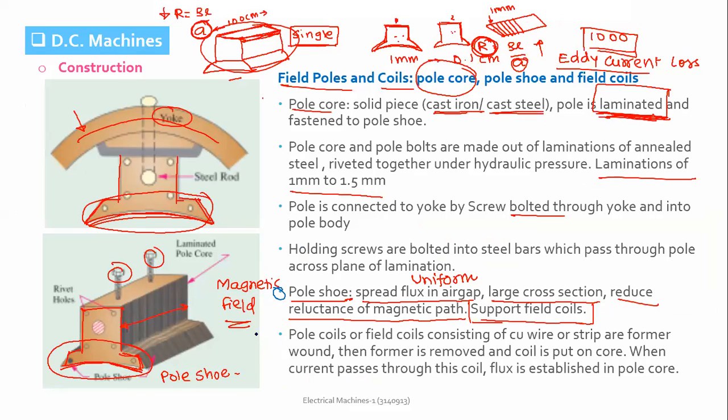Okay. Then come the field coils or pole coils. So here you can see these are thin laminations. They are stamped together with proper insulation in between them.